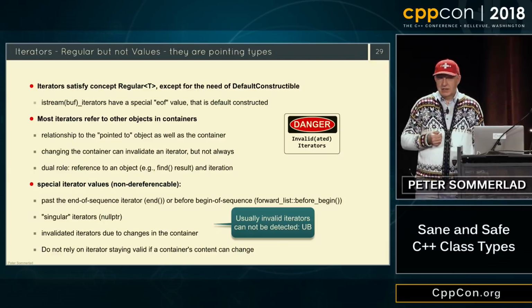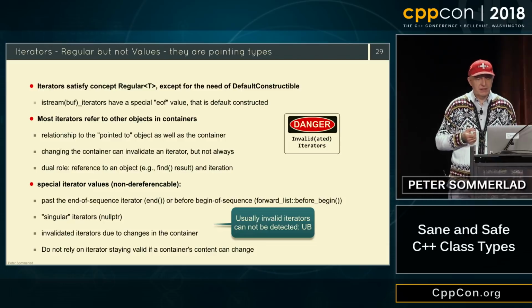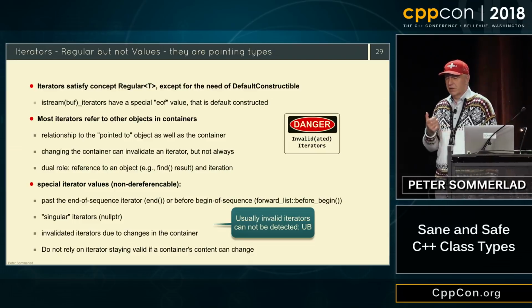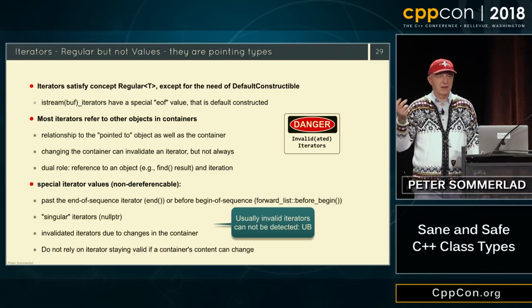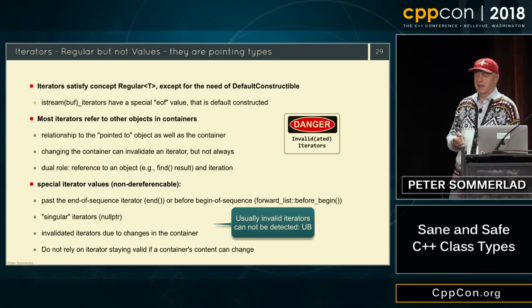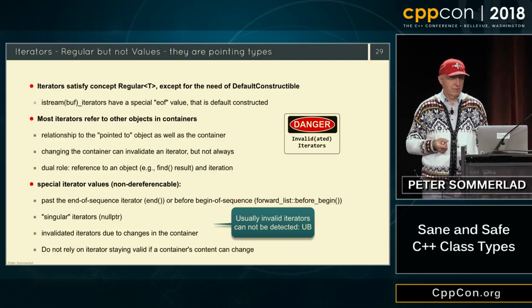Iterators must be regular. That's a concept by Stepanov. Sometimes they don't need to be default constructible. I think that might have changed in between. And most iterators refer to other objects in containers, so they depend on the lifetime of another object. They are not values. They depend on the lifetime of another object, and changing that other object might actually break the iterator.